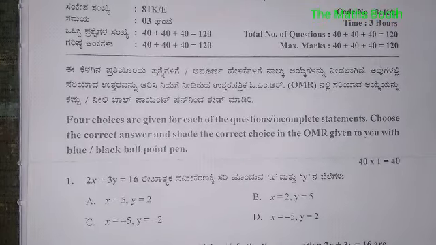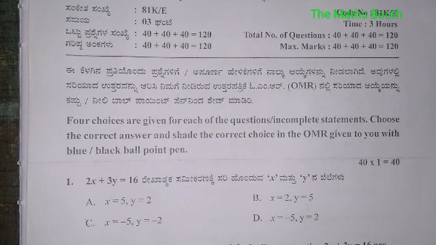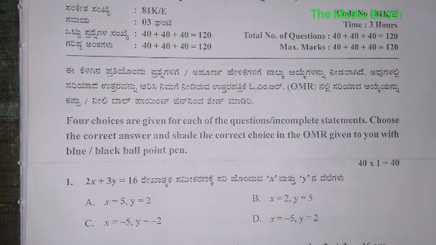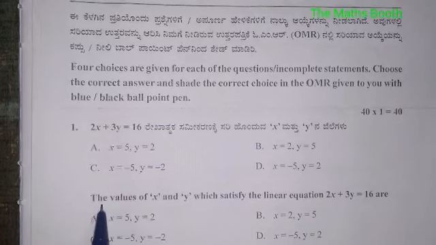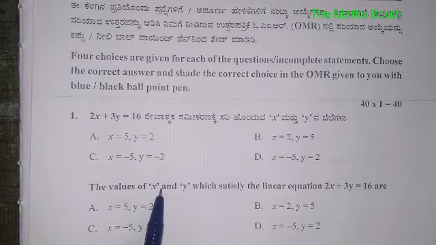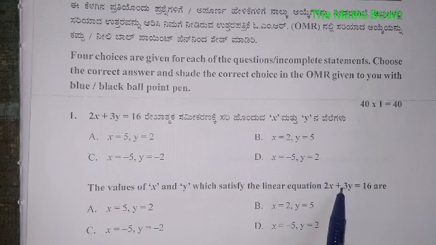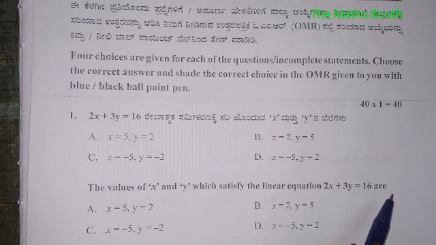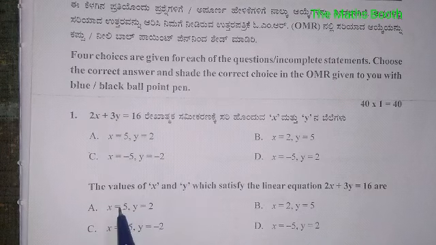Here the first question is, you know that in the new pattern every question is multiple choice and you have to fill the correct answer in the OMR sheet. Okay, so now the first question here is: the value of x and y which satisfy the linear equation 2x plus 3y is equals to 16 are. See, this question is repeated in model question 1. So this is the question where you have to use the trial and error method.